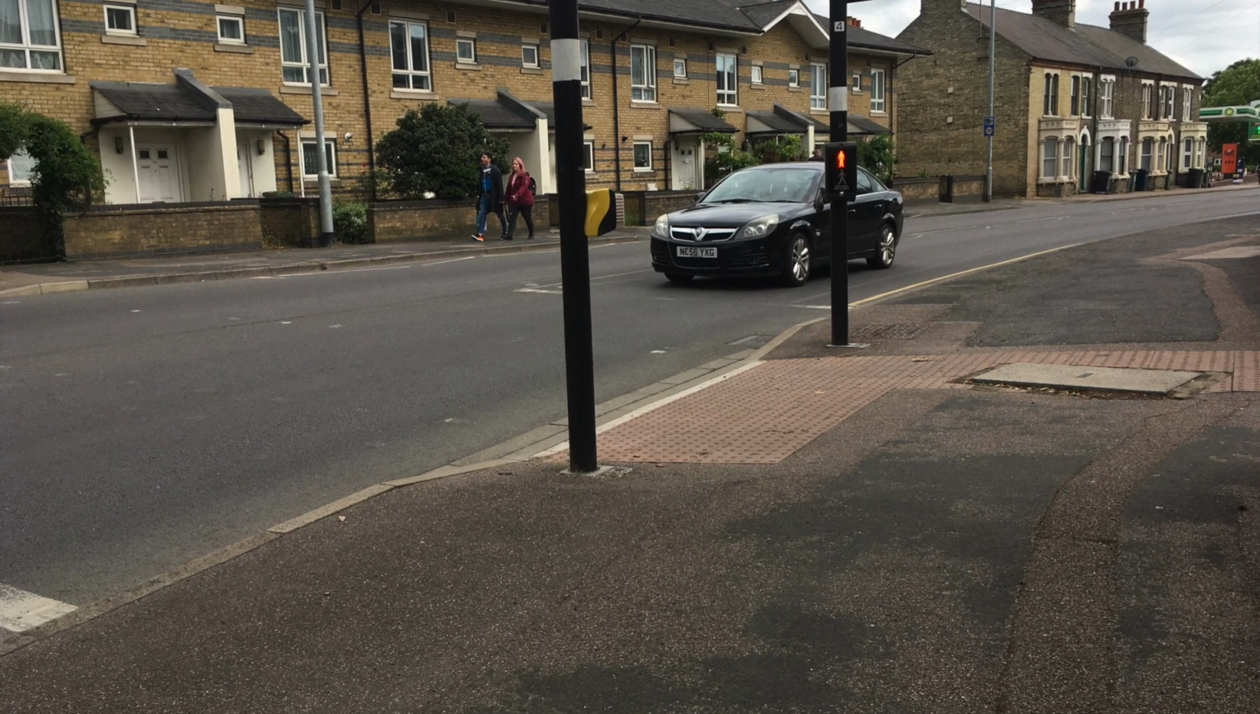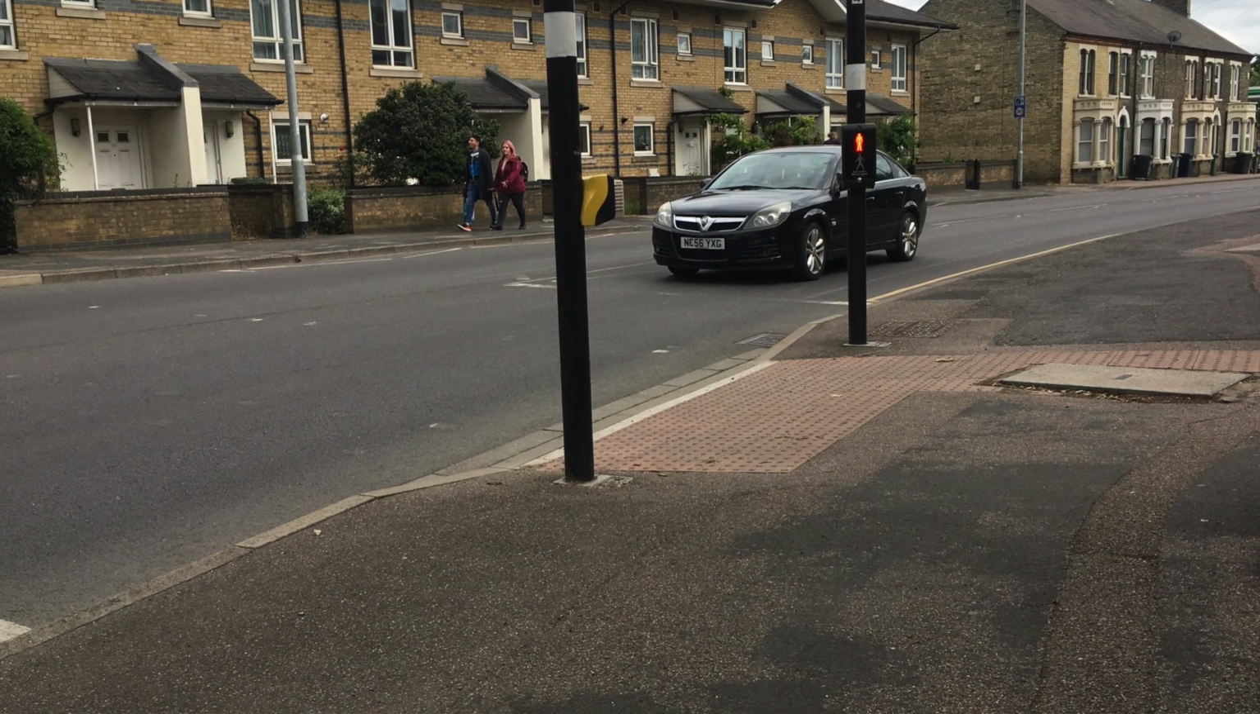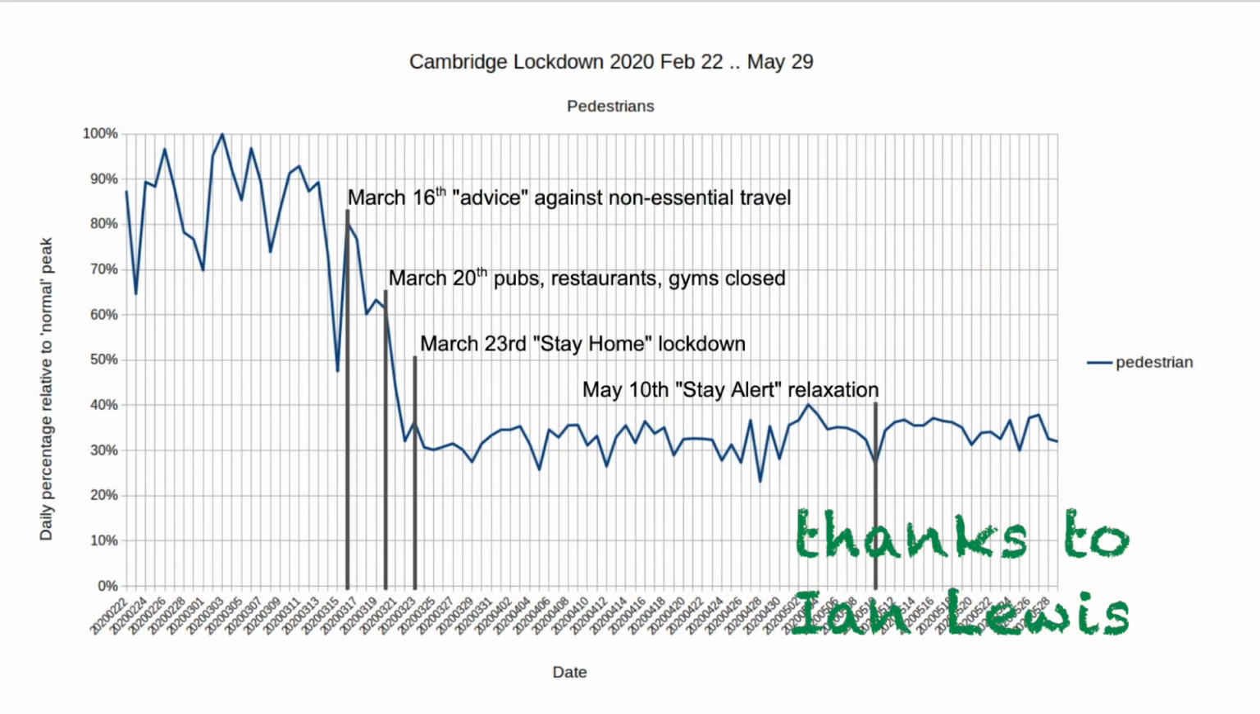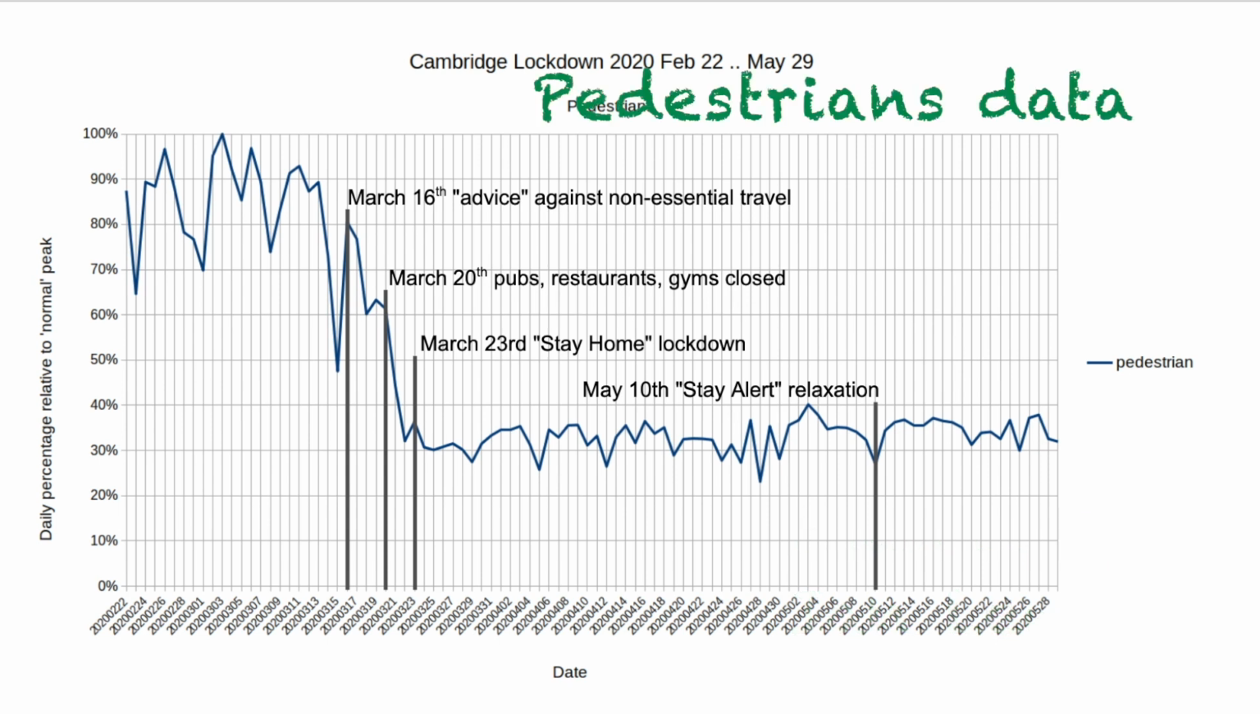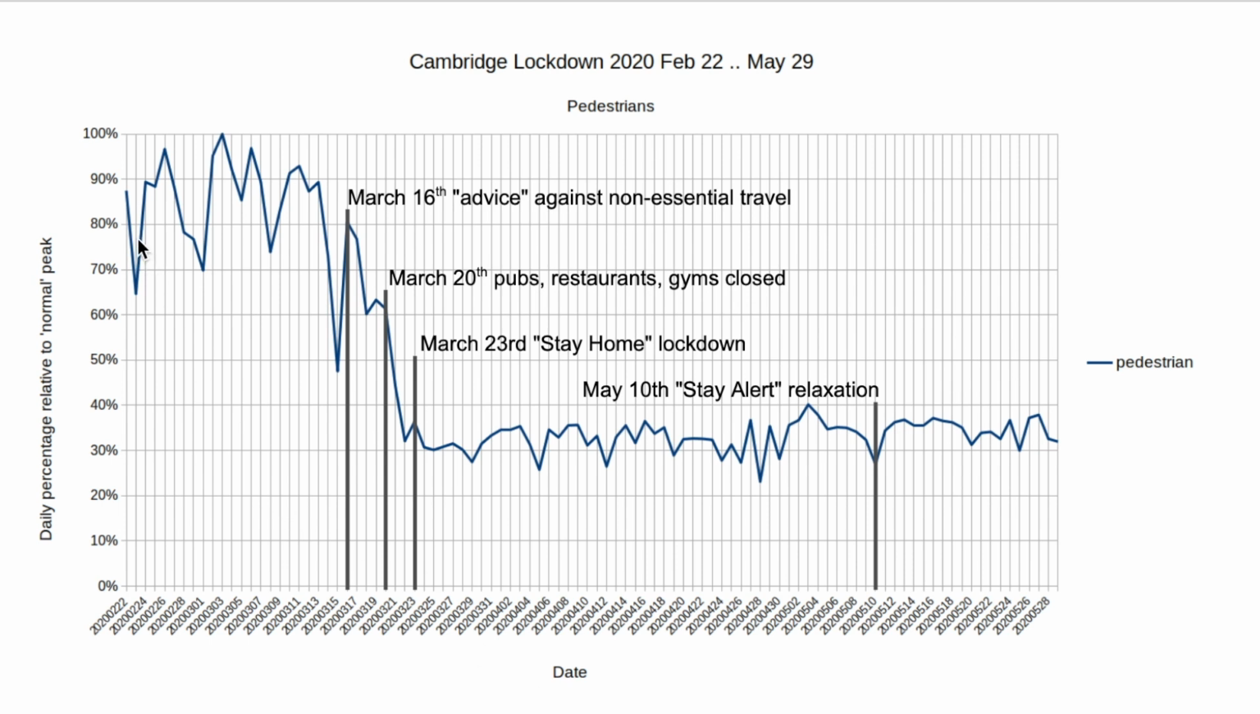Next, we're going to have a look at how the number of buses, cars and people walking down the street has changed over the past few months. This data from my colleague Ian Lewis shows how the number of pedestrians has changed. And what we can see here is that this was the normal number of people walking down the street, and then this is when everyone was asked to stay at home on the 23rd of March, and you can see there have been many fewer people walking on the street compared to normal. Only about, can you read what this number says here? 30% out of 100%? Only about 30% of the normal number of people walking down the streets.